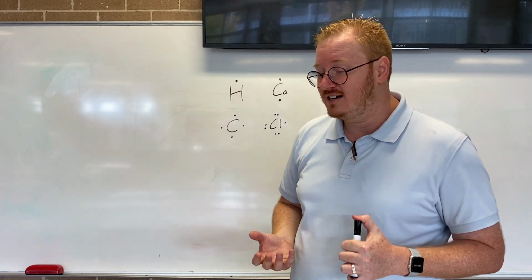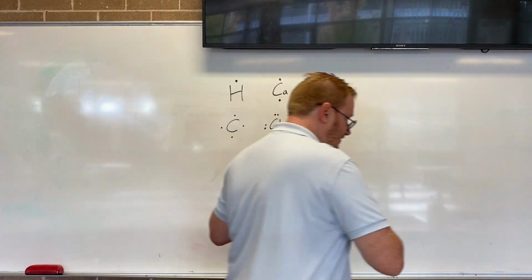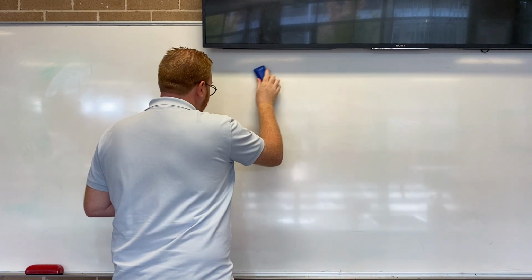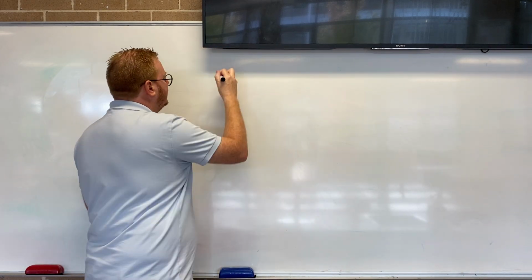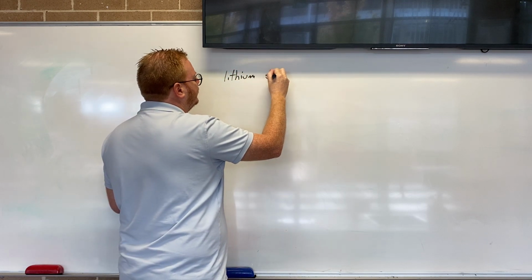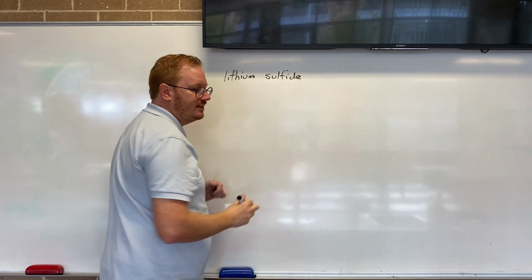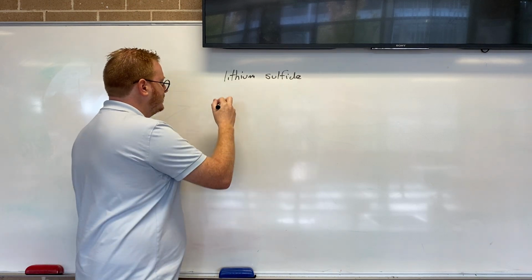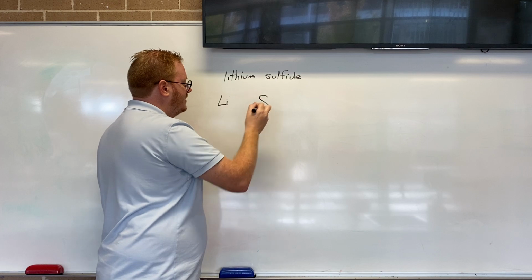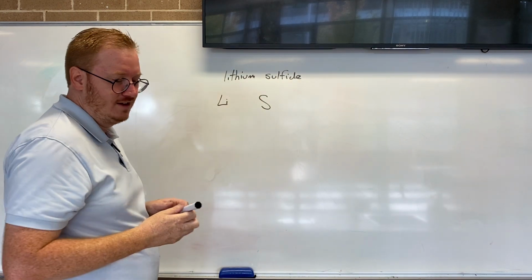Okay, now we're going to start talking about bonding. I'm going to do an example of ionic bonding first. Let's say we had to make the compound lithium sulfide. What I need to do is establish what symbols I'm going to be using. So lithium, and sulfide is the ion of sulfur. Okay, I'm going to put the electrons around them.